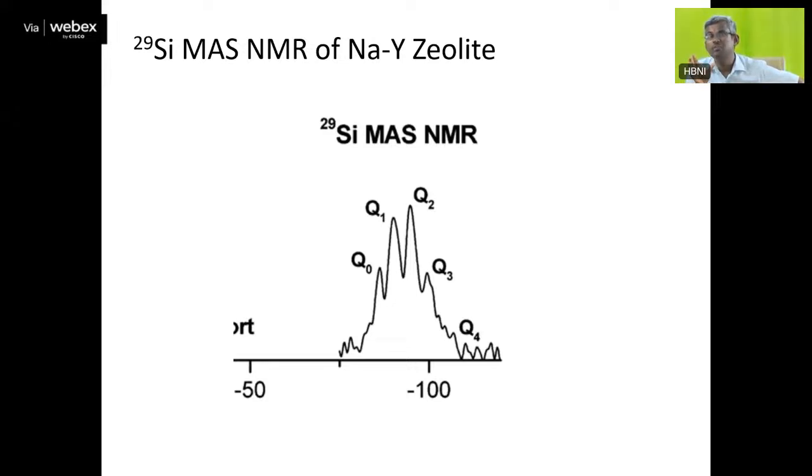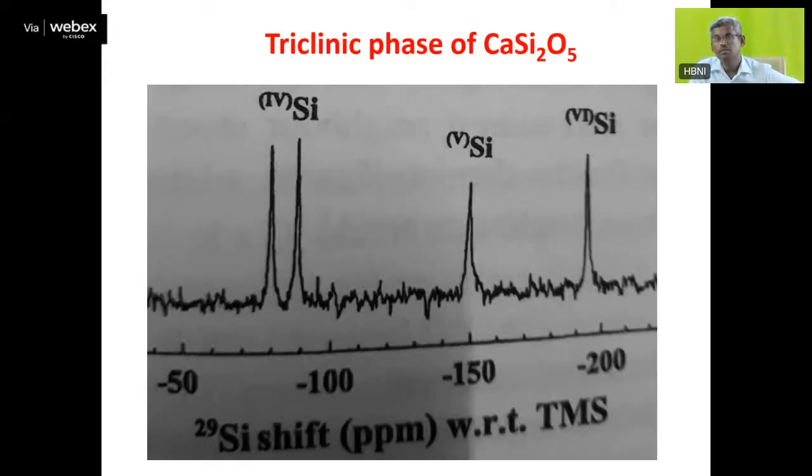That is because sodium A-zeolite is different from sodium Y-zeolite, as there is a bond angle change, etc. And due to this bond angle change, the chemical shift changes. So this is an example which I want to show.